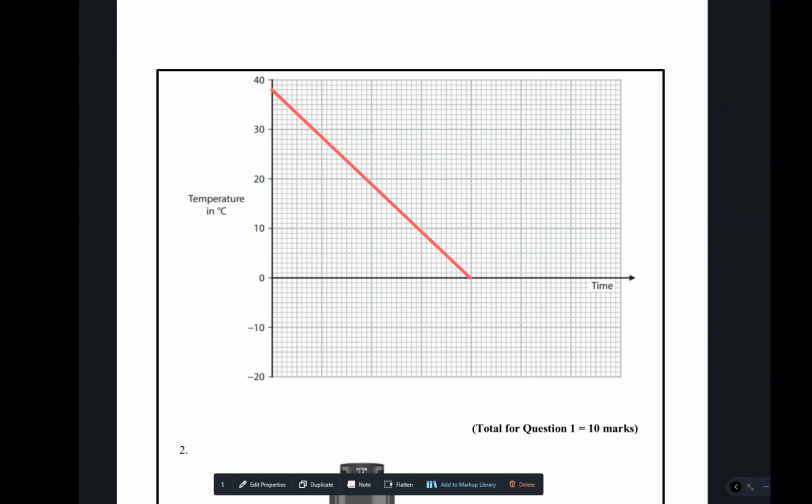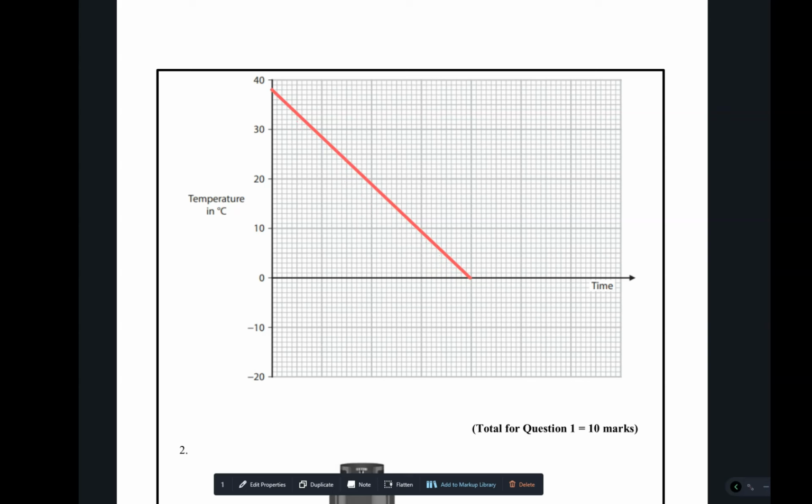So you are going to see that temperature is going to decrease, and then at 0, because we are told the water becomes ice at 0 degrees Celsius, there is a change of state at 0 degrees Celsius until all the water has been converted to ice.